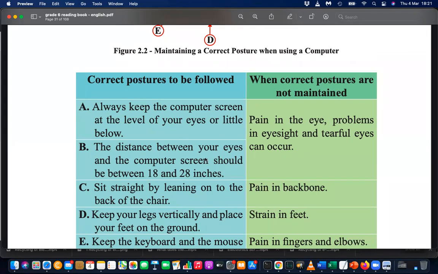Right, the next thing: the distance between your eyes and the computer should be 18 to 28 inches. I said that at least. When you measure in centimeters, it is 45 to 60 centimeters. So keep a good distance from your screen. If you cannot maintain a good distance, again your eyes will get pain. And if the distance is too much, there's also a problem. If you're looking at a screen in a faraway place, your eyes will start giving trouble. So always keep this limit: 45 to 60 centimeters or 18 to 28 inches.